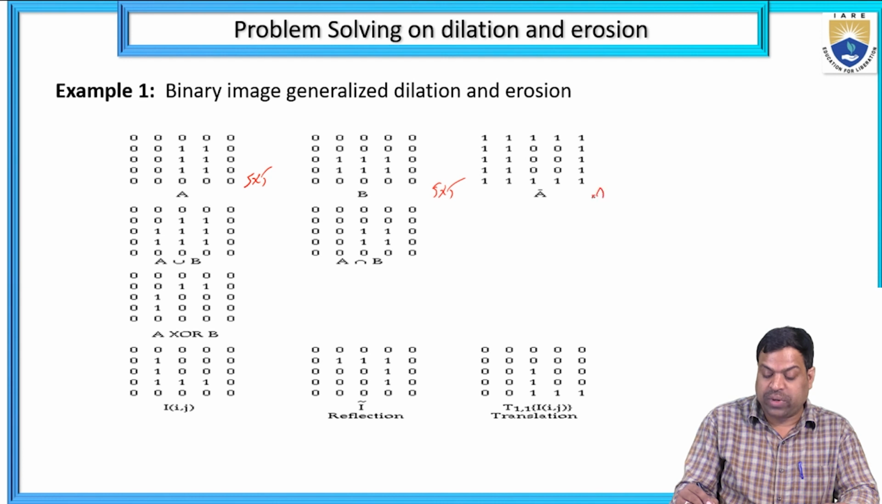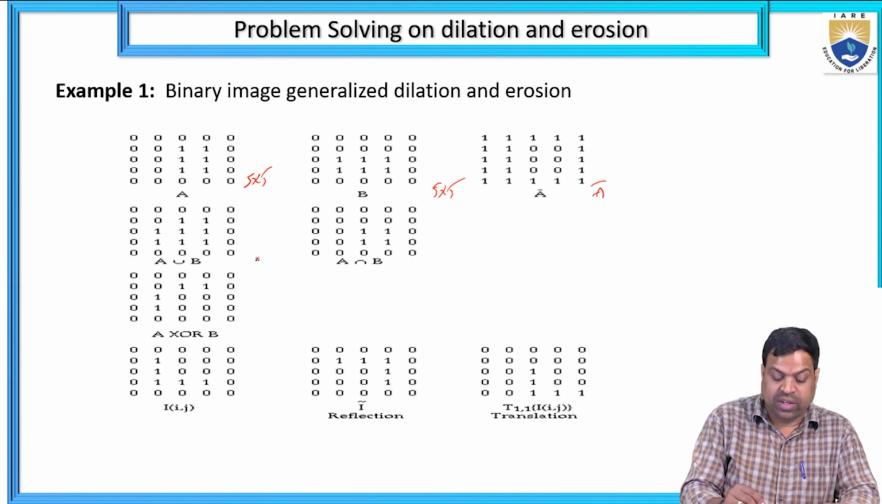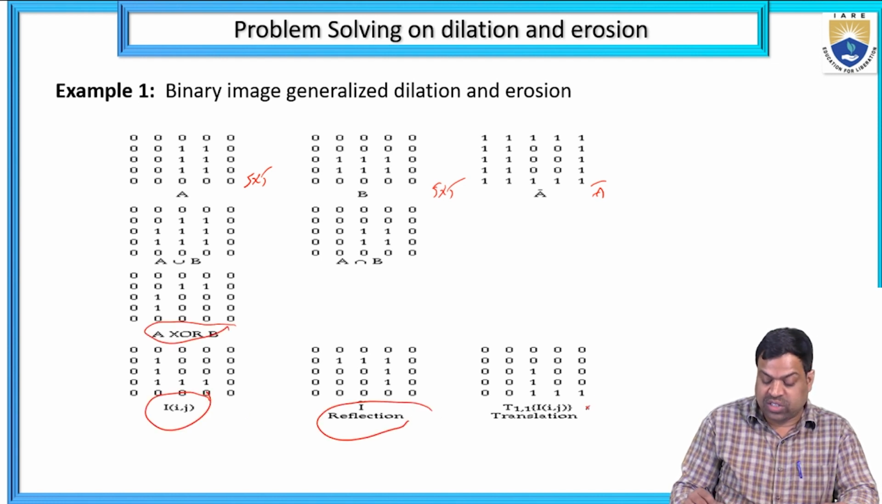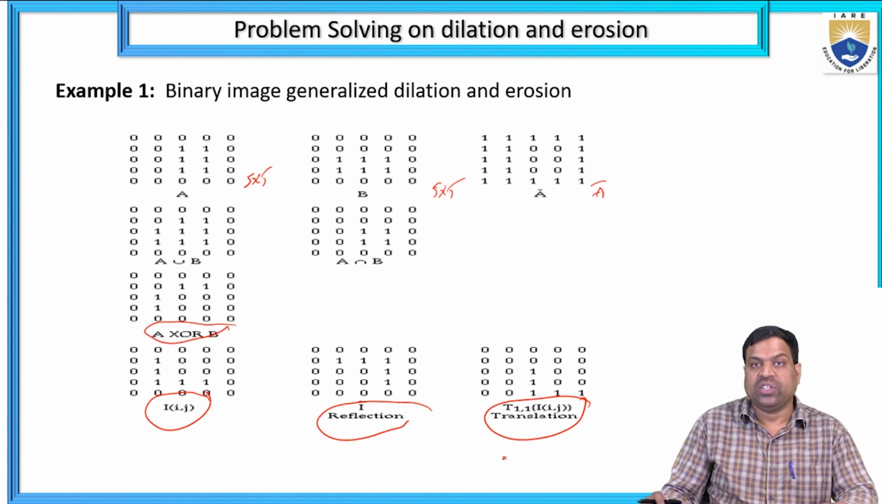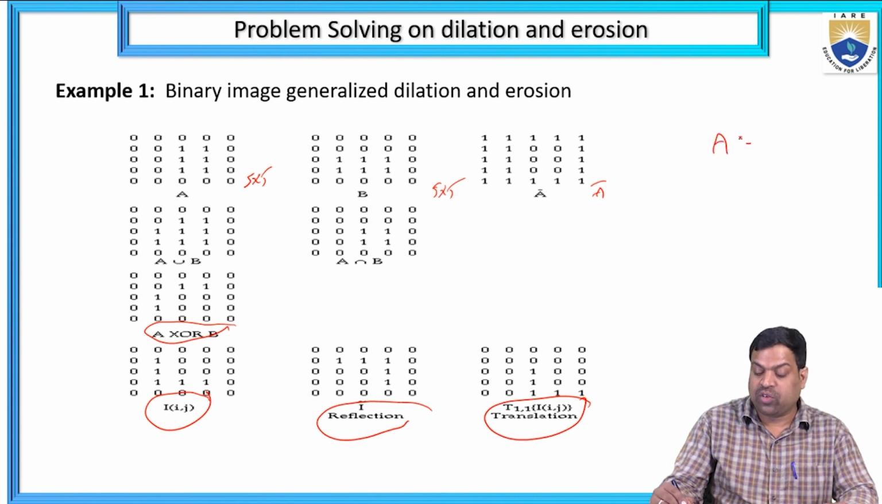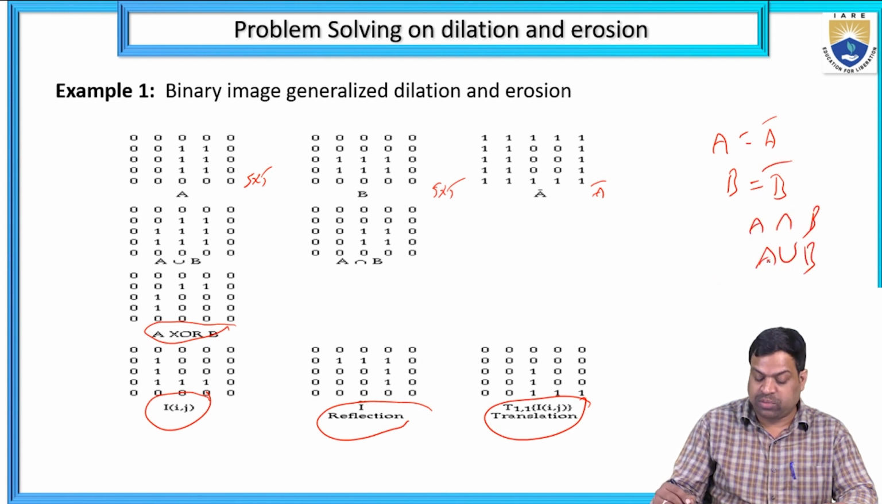And here A complement, A bar. Here I am taking A intersection B, A union B, A XOR B, and reflection and intersection. So these are the translations. A equal to A bar, B equal to B bar, A intersection B, A complement. So like this I am taking A translation B, and reflections like this.